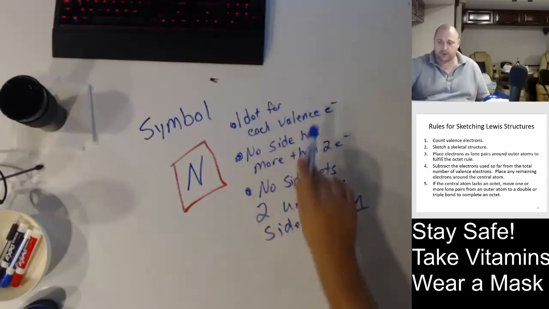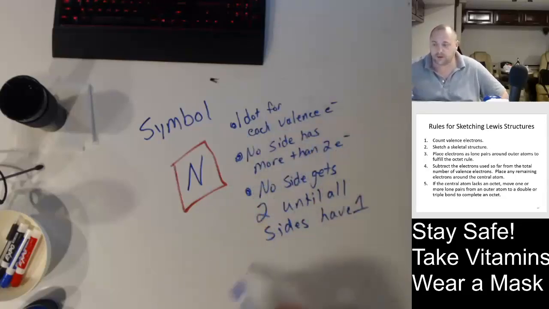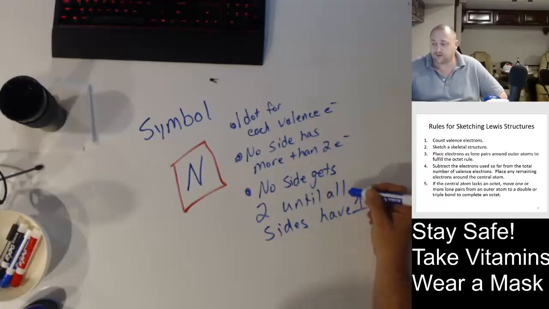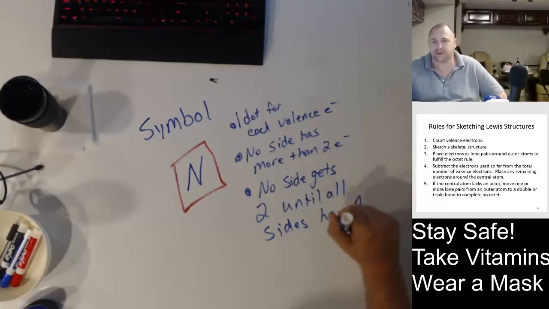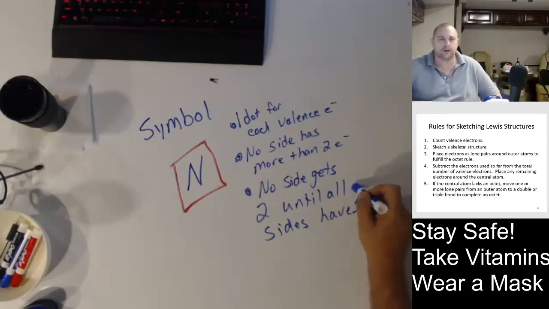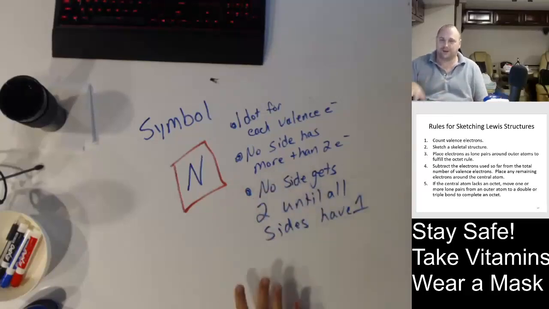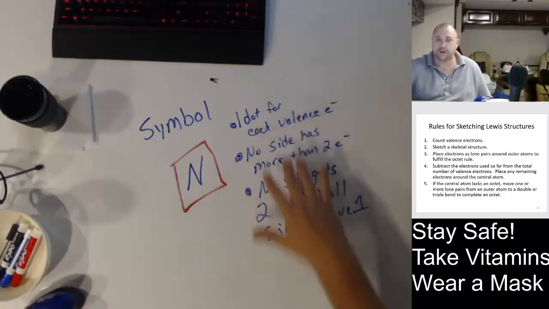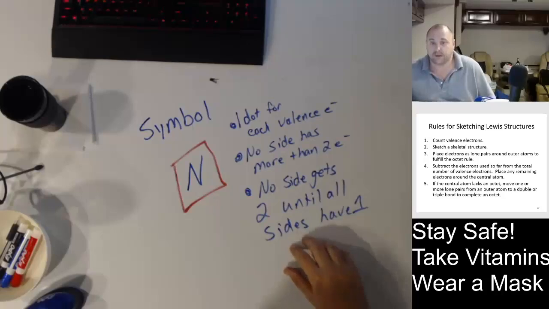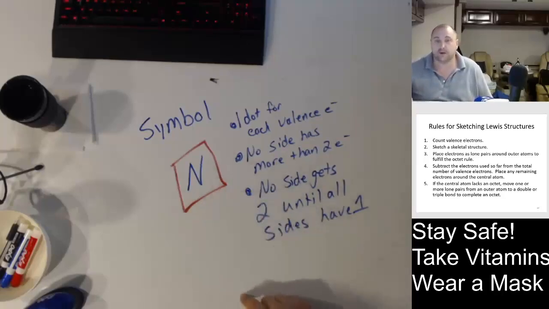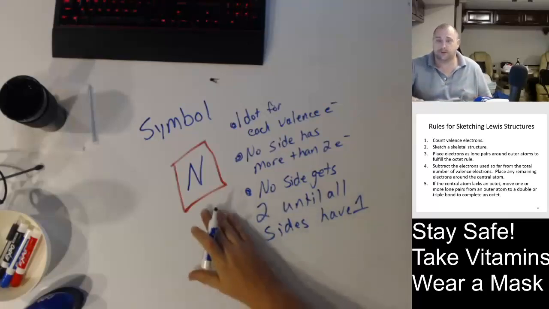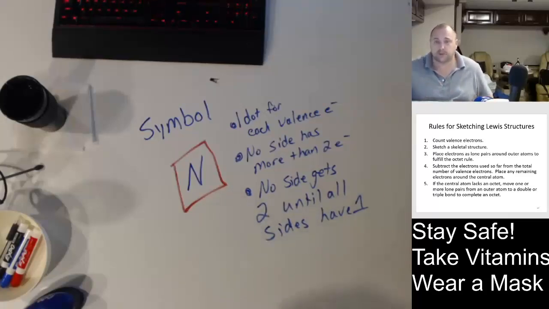A little bit of the off-ball principle. We're doing no sides more than two. All right, so that has to do with our Pauli exclusion principle. No side gets two until all sides have one. This is actually related to Hund's rule. And so it all goes back to electron configurations and electron diagrams. But this set of rules, you'll notice, is missing a couple of things. It doesn't tell me which side to start on. It doesn't tell me which direction to go in. Doesn't matter.